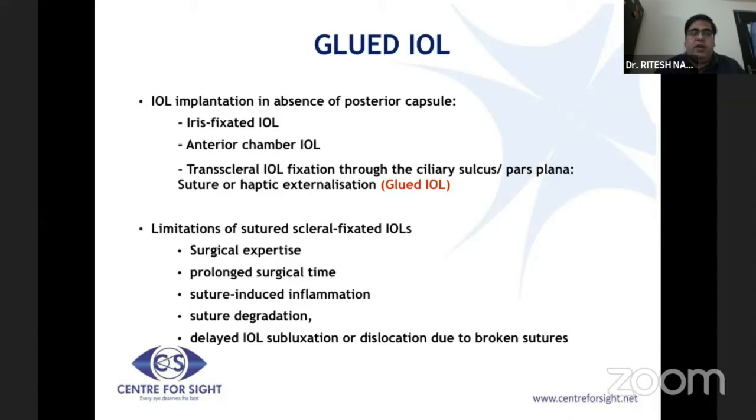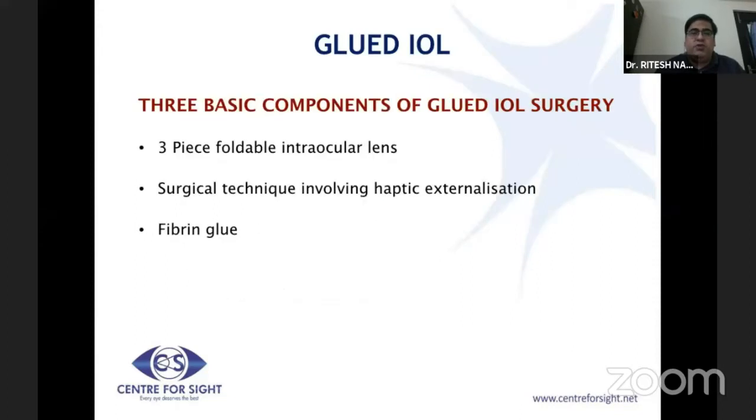Sutures degrade over time. These Prolene sutures do not cause any kind of fibrosis around them which can hold the haptic later. If the suture degrades, the IOL drops in. So delayed IOL subluxations and dislocations have been noted because of broken sutures. So that's how our thinking was when we shifted to glued IOL.